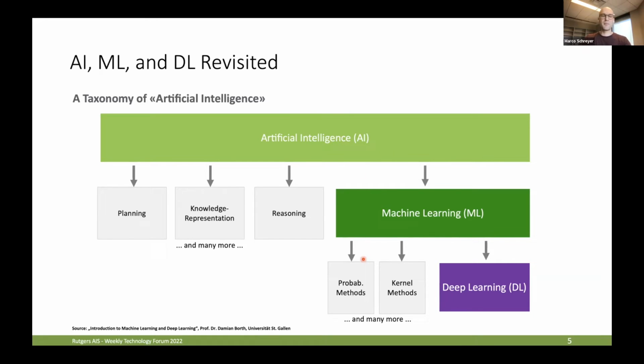So we have a lot of probabilistic models, for example, if you think about naive Bayes classification. Prior to the deep learning hype, there was a lot of research conducted, and there's still a lot of research conducted, on so-called kernel methods, like, for example, support vector machines, which are quite useful and very powerful as well, especially in supervised learning. And then there's one subdiscipline of machine learning, and this discipline is referred to as deep learning.